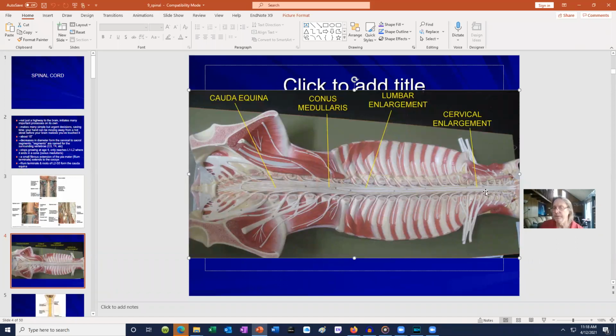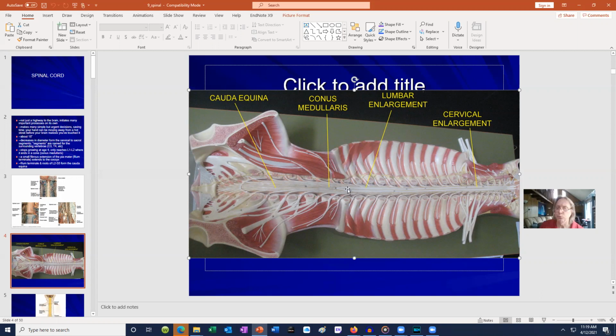Just a couple final things. We find a swelling around the arm called the cervical enlargement. There's more processing and nerves coming in and going out to the arm, so the spinal cord's a little wider there. Likewise, there is a lumbar enlargement.